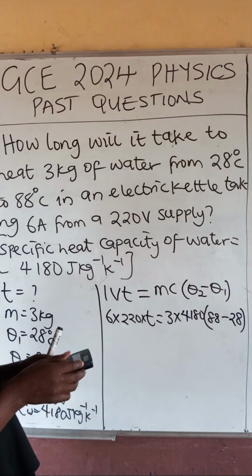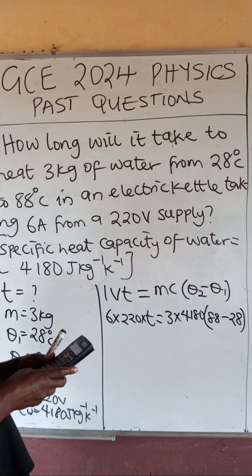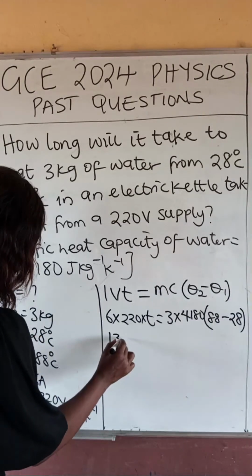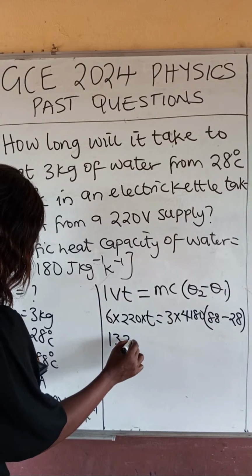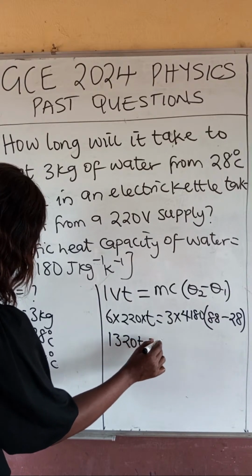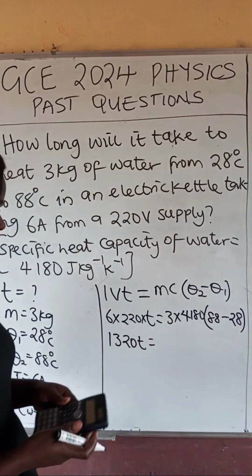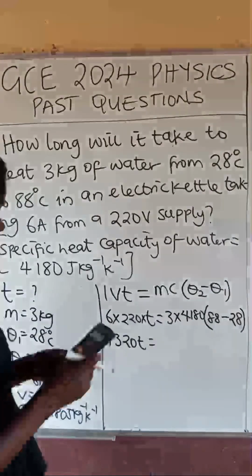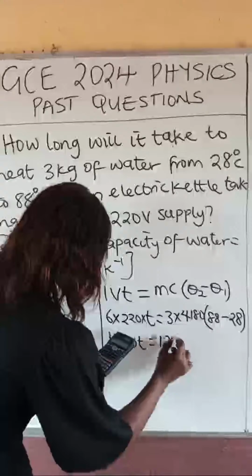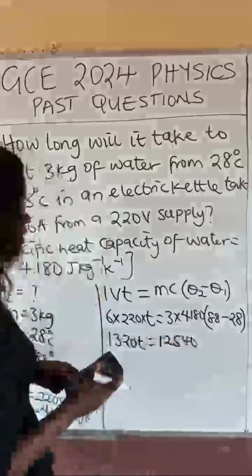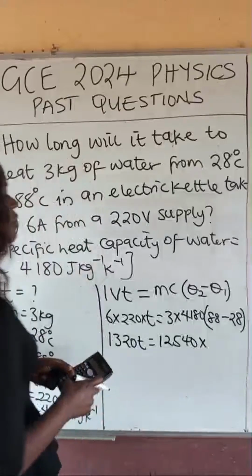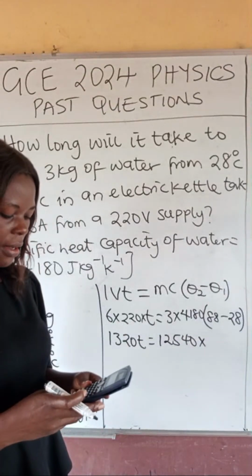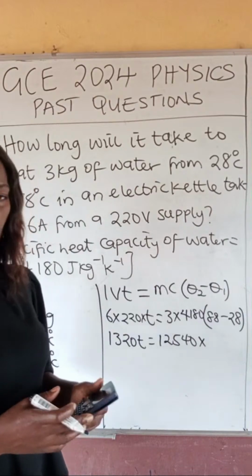With the help of a calculator, we'll say 6 times 220 is going to give me 1320T, is equal to, right? Let's multiply this 980, okay, times the difference between this and this, that is 88 minus 28. It's going to give me 60.